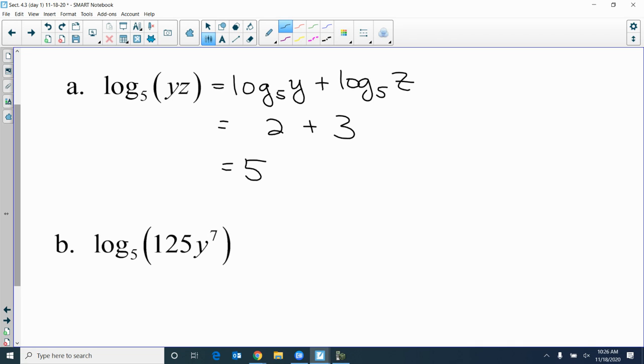Log base 5 of 125 y to the 7th. So we want to use those two facts from the beginning there, plus our other properties to come up with just a numerical answer.